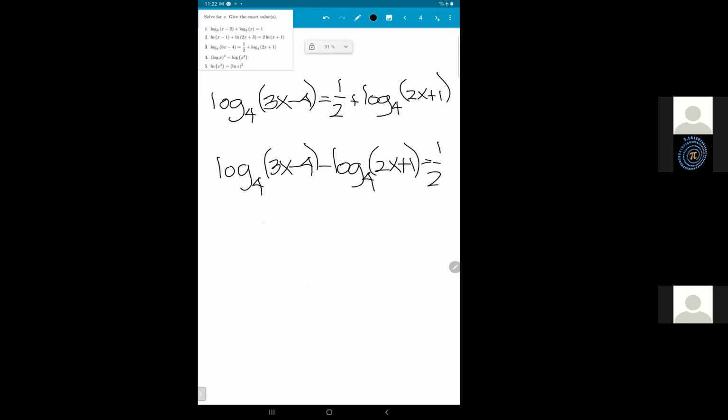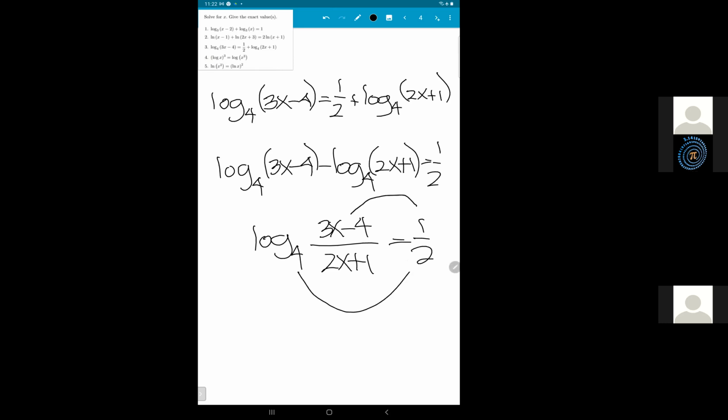This is now minus, so we divide inside that one logarithm. So 3x minus 4 over 2x plus 1 equals 1/2. So we have achieved our purpose so far, to express one side as a single logarithm. Now this is a logarithmic equation. We will transform it to an exponential equation. So we write it as 4 to the 1/2 equals 3x minus 4 over 2x plus 1.